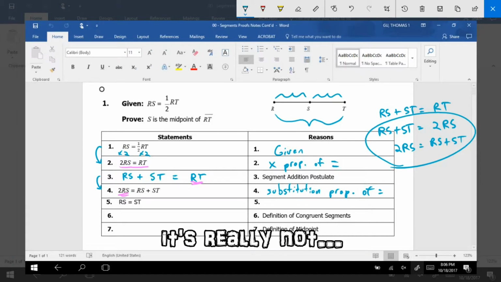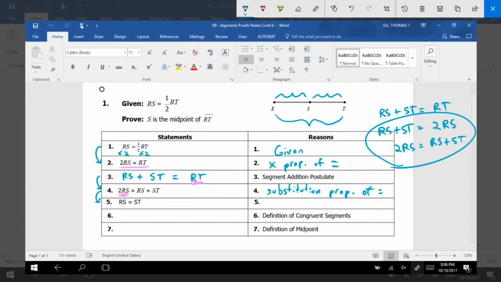All right, then from step 4 to 5, how do we get from 2RS equals RS plus ST to 1RS equals ST? We subtracted 1RS from both sides. Boom. So we use the subtraction property of equality right there. All right, next.